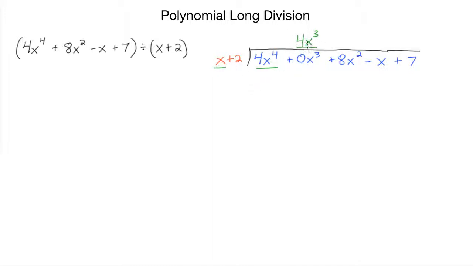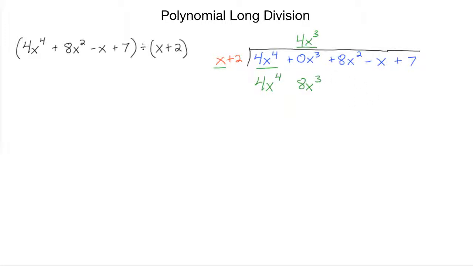So there you go. Now we distribute over. 4x to the 3rd times x gives me 4x to the 4th. That's good because I want these to subtract to 0 and slowly divide out my thing 2 terms at a time. I can only do 2 terms at a time because I've only got a binomial that I'm dividing into. All right, so now 4x to the 3rd also has to multiply the 2. So 4 times 2 is going to be 8. And there's my x to the 3rd.